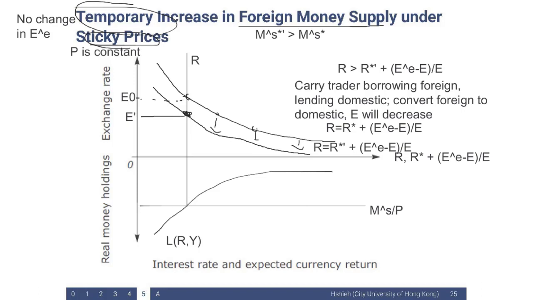So what's the variable that's going to change as a result of MS star changing in this graph? R star, right? R star has to change. So you can think through this here. Suppose, pretend we're the foreign country now. If I increase MS as a foreign country, I'm going to have foreign interest rates decreasing.